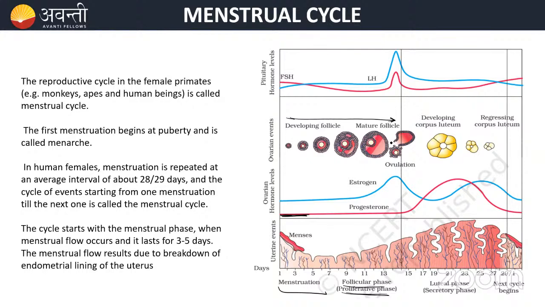So during this follicular phase, you can see the level of the two hormones contributed by the pituitary, that is FSH and LH, start increasing. FSH is the follicle stimulating hormone, as the name suggests. Its role is in follicle development from primary, then secondary, then tertiary, then Graafian follicle. So the level of FSH starts increasing during this follicular phase.